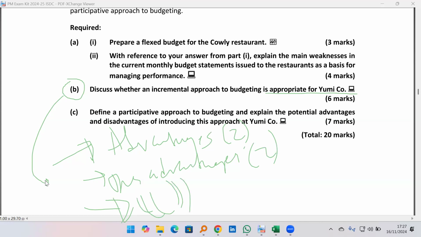So, of course, advantages of incremental budgeting, it is very fast. Because of course, you don't have to start afresh. The opposite of incremental budgeting you can think of as zero-based budgeting, where every time you are going to be doing a budget, you start from scratch. You start afresh. You have to justify each and every element of your budget afresh, like you didn't incur it before.